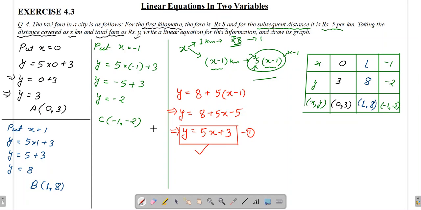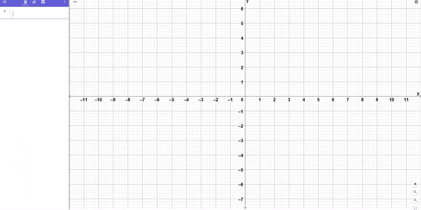So now we need to draw a Cartesian plane, and in that plane we need to plot these 3 points. So let us quickly take 3 points on the Cartesian plane. The first point is 0 comma 3. So here it is. Let us plot the first point, 0 comma 3. So here it is, 0 comma 3.